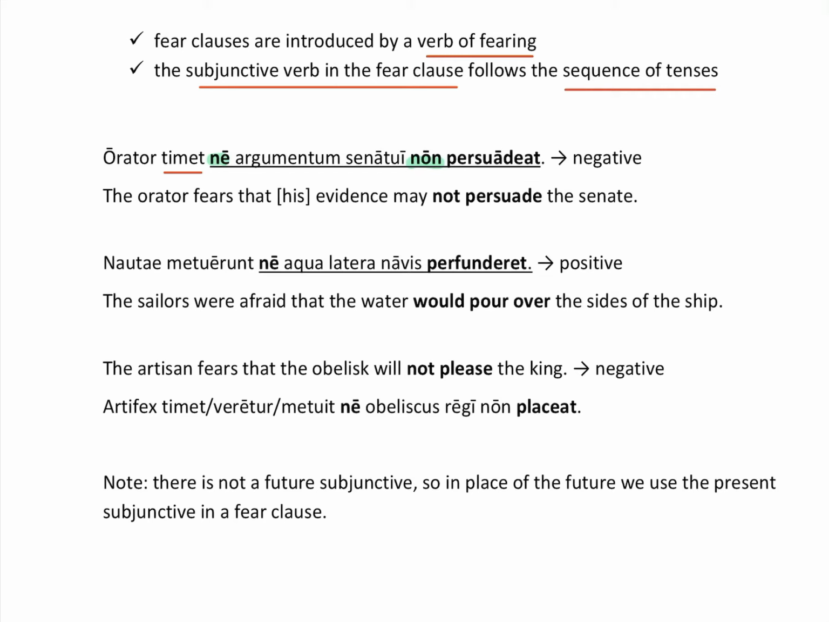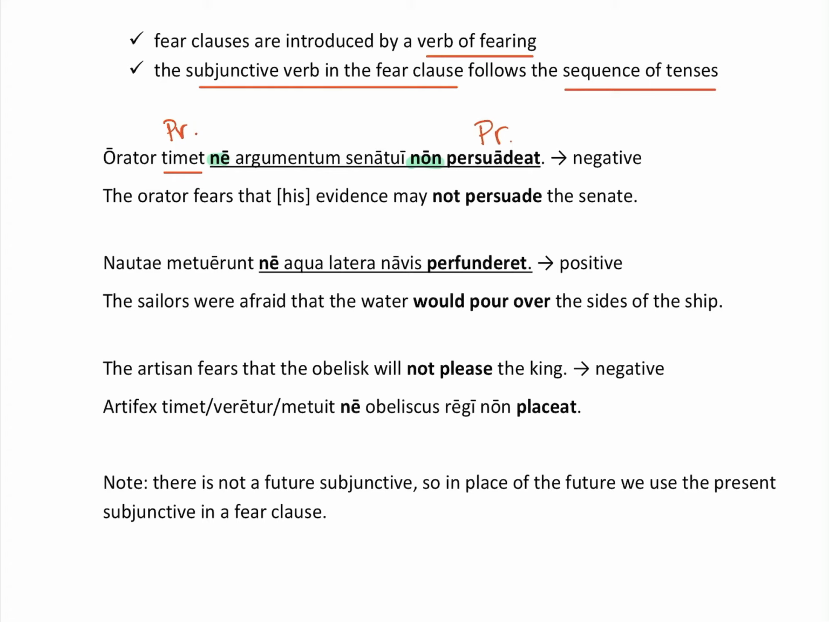If you look at the verb in the main clause, it's in the present tense, which puts it in the primary sequence. And if you look, the subjunctive verb is also in the present, so it's in the primary sequence. They're both in the present, and that's why we translate it that way.